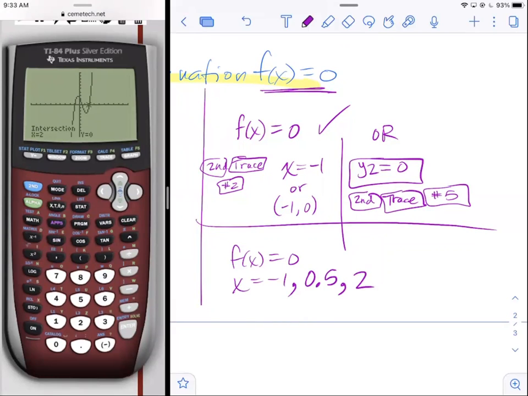Enter, enter, scroll. It's a lot better than scroll, enter, right? It's faster. And if there was only one point of intersection on the screen, then you could just hit enter, enter, enter. Boy, that's nice. Enter, enter, enter. Second trace number 5, enter, enter, enter. Come on in. Enter, enter, enter. How inviting is that? It's easy. So I don't care how you do it as long as you do it.